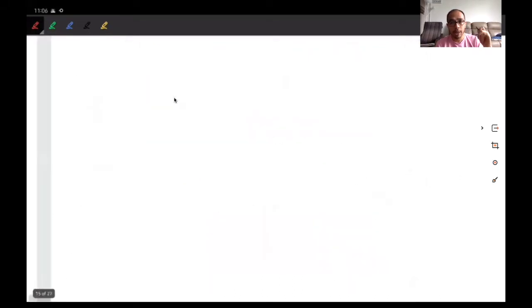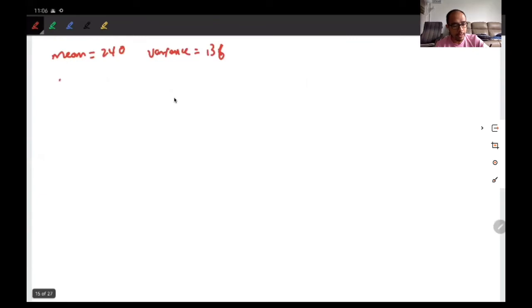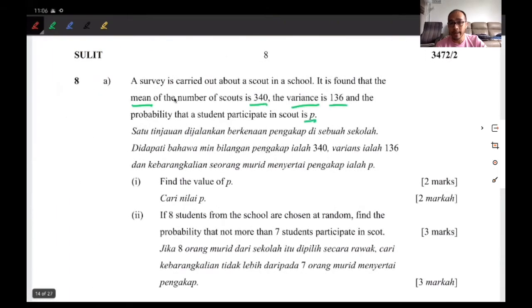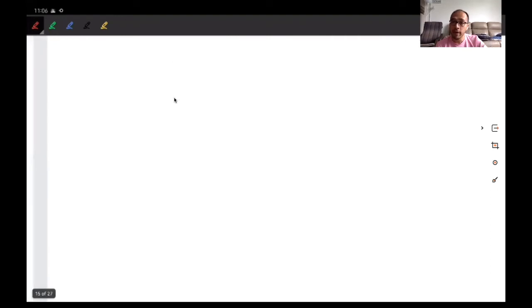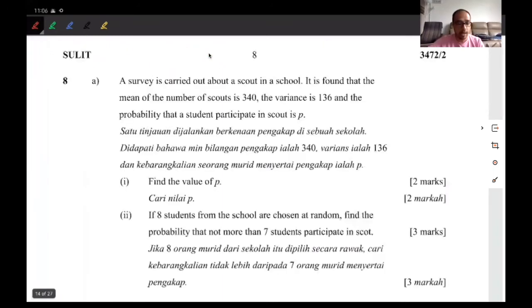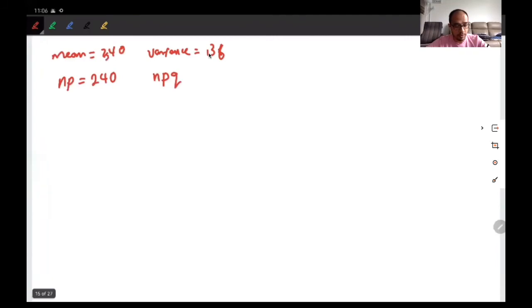Now in the binomial distribution, the mean is given as NP, which is 240, and we want the value of P. We don't know what N is, which is a problem. But variance, we know. Variance is actually NPQ. So NPQ is 136.